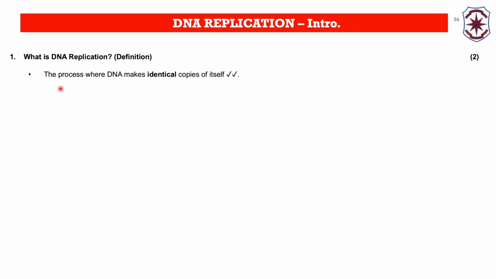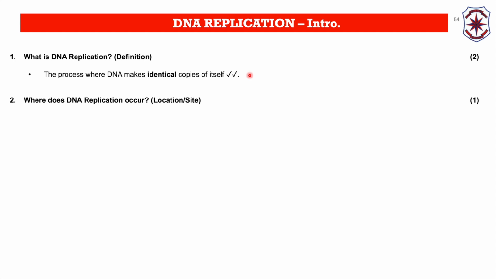So, DNA replication, the DNA must make identical copies of itself, or else a wrong code will be made, a mutation may occur, and that may lead to detrimental results. All right. So put simply, DNA replication is the process where DNA makes identical copies of itself. That definition is worth 2 marks.